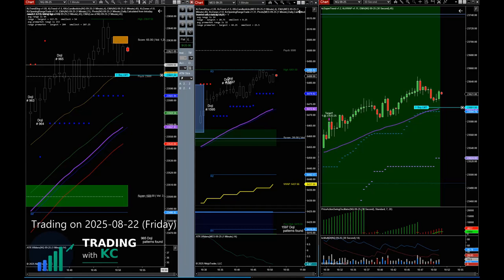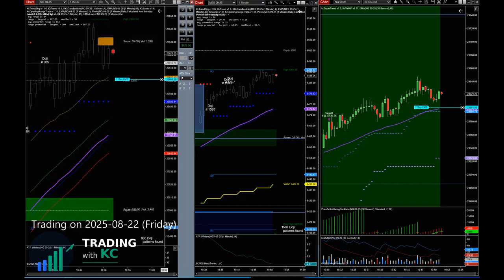These volume zones are like magic, right? Because they're like magnets of price.